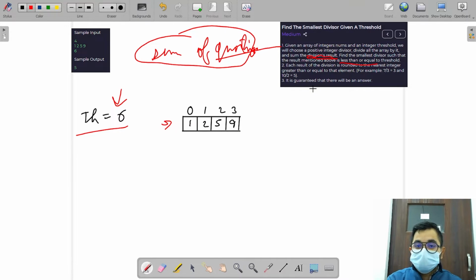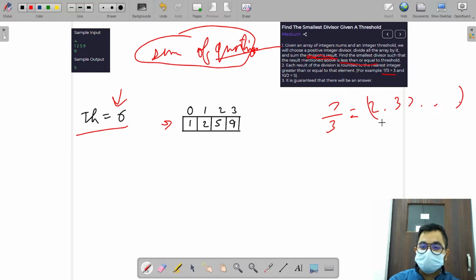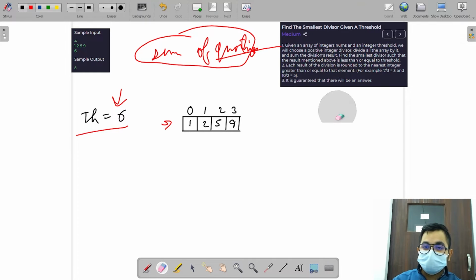Okay, so each result of division is rounded to the nearest integer greater than or equal to the element. For example, 7 divided by 3 equals 3, meaning that the quotient should be rounded up to the ceil value of the quotient. So 7 divided by 3, what is the value? 2.33 something. If we do the ceil, what will we get? 3, right? So this is what we need. That's how we are going to find the result of the quotient.